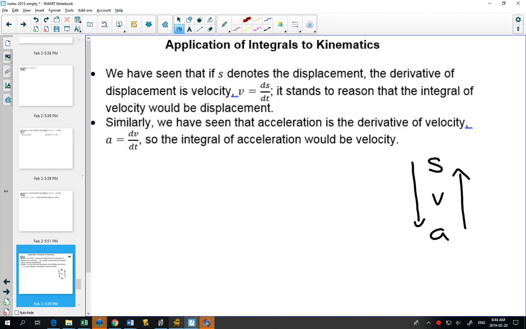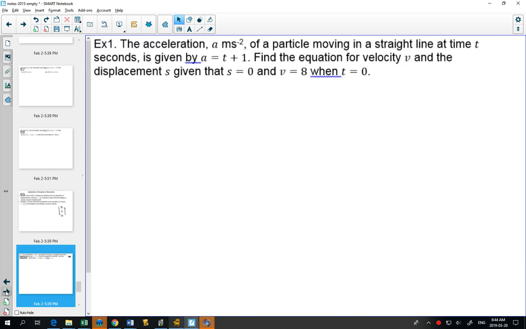So we have derivatives working one way, integrals working backwards, and you'll find on your exam they like to mix these things up. You'll get a kinematics question where part of it you have to do derivatives for, part of it you're going to have to work backwards and use integration. This is what we've seen already: velocity is the derivative of displacement and acceleration the derivative of velocity.